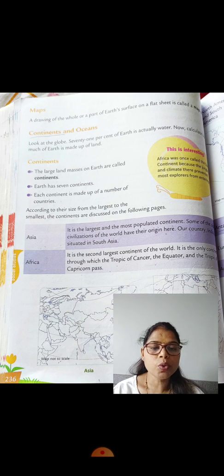Okay, so now let's see continents and oceans. So students, 70% of our earth is actually water. मतलब जो हमारे अर्थ का जो 70% सरफेस है उसमें क्या है? वाटर. And now calculate the remaining part, that is made up of land. From the 100%, 70% is water on our earth and the remaining is our land. On that land we live.